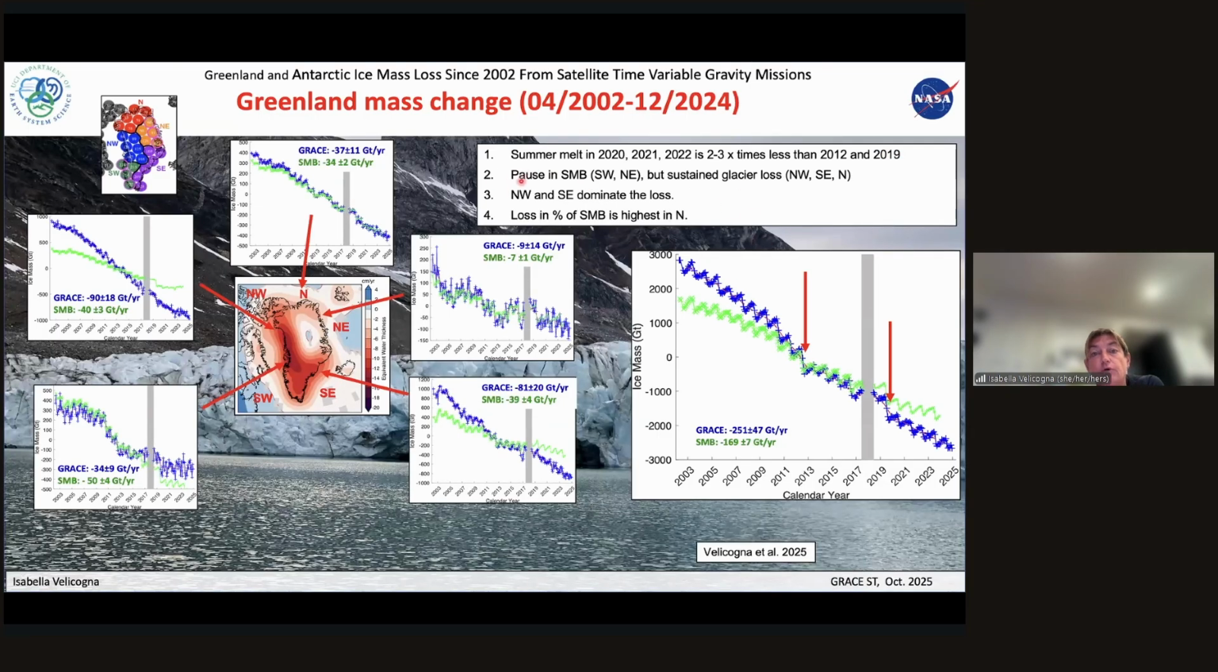Overall, we have a pause in the surface mass balance in the southwest and in the northeast, but sustained glacier loss in the northwest, southeast, and north. And overall, northwest and southwest dominate the loss. The highest percentage of loss, in percentage of SMB change, is occurring in the north.